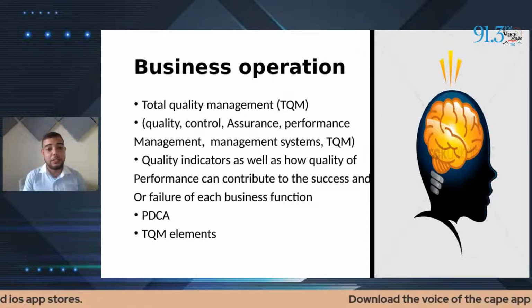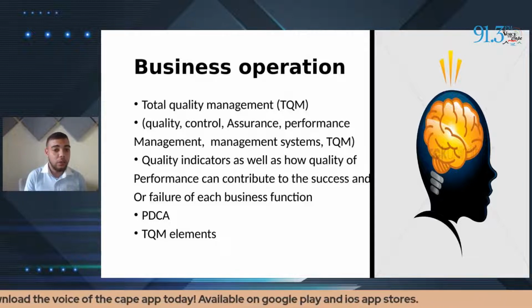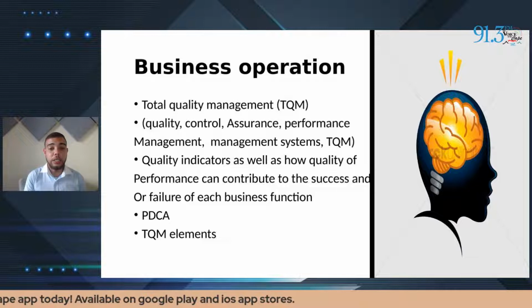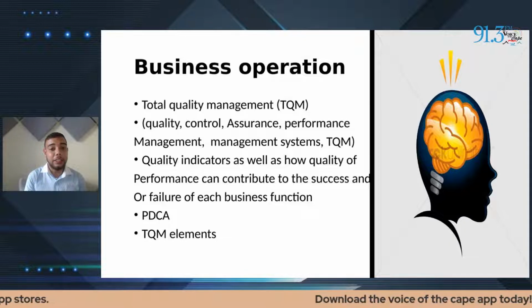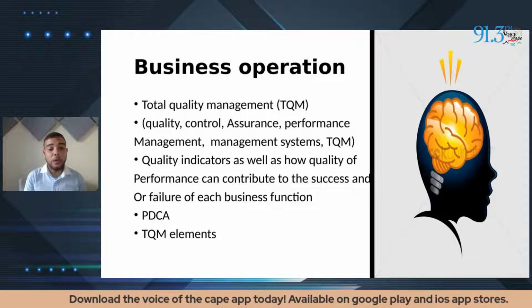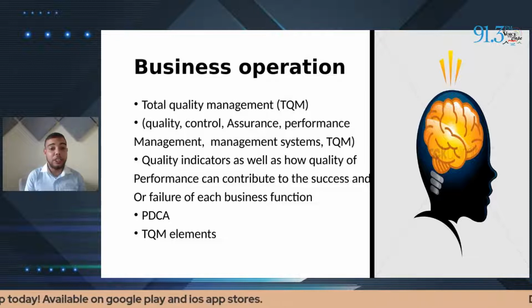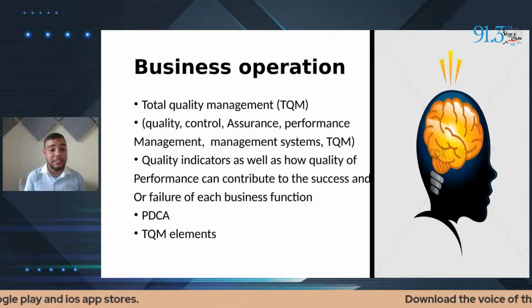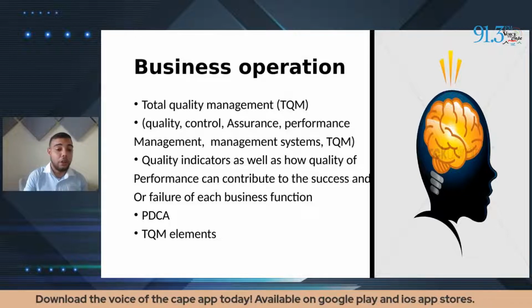So, business operations. The topic that we'll cover today is total quality management. We'll go over the terms quality, quality control, quality assurance, quality of performance, quality management, management systems, and TQM. We would also go over quality indicators as well as how quality of performance can contribute to the success and or failure of each business function, as well as the PDCA model and TQM elements. We're also going over the HR, but that will go on later on during the session.